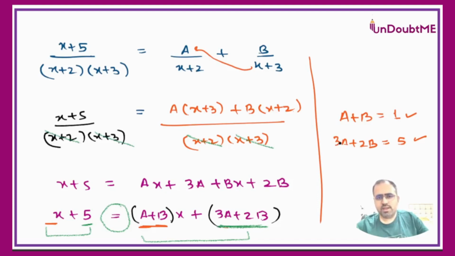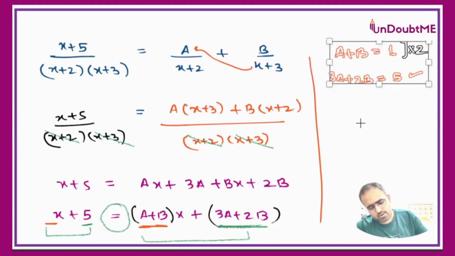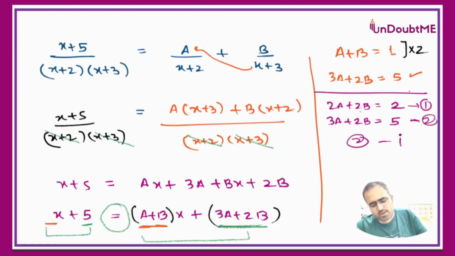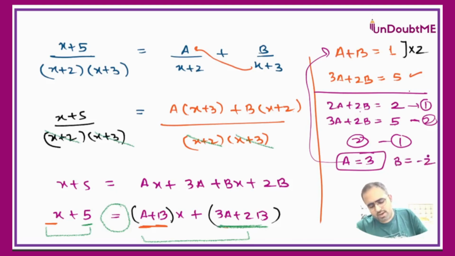After getting till here, it is very easy to get a and b. I will multiply the first equation by 2, which gives 2a plus 2b is equal to 2. And the second equation I'll write as it is. Let's say this is equation 1 and this is equation 2, so I'll do 2 minus 1. 3a minus 2a will be a, 2b cancels, and 5 minus 2 is 3. I got a as 3. I can put it in the first equation over here, the raw one. a is 3, so b will be equal to minus 2, and we are done.